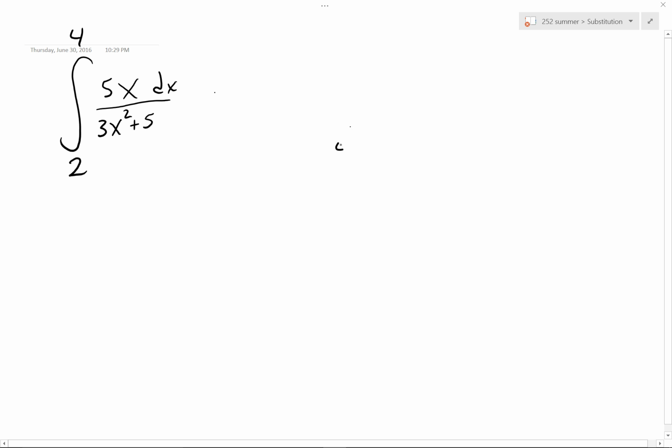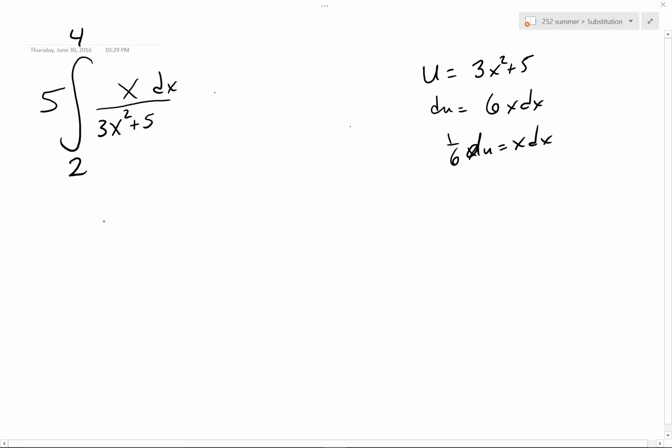So I think we did one like this in class, but I'll just do another one just for fun. So again, u equals 3x squared plus 5. And then du is equal to 6x dx. So 1/6 du is equal to x dx. Probably had to pull that 5 out front to make it look prettier if you did. So that's 5/6, and a little du action, and then 1 over u.